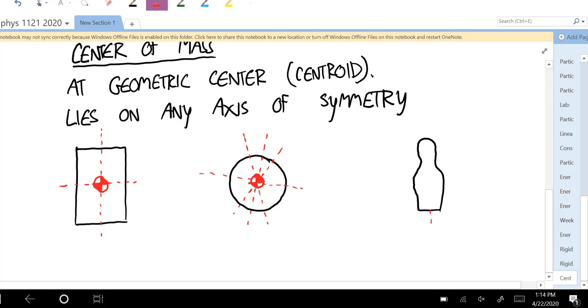Okay, well, it has an axis of symmetry like that, but it doesn't have a second one, which means in this case, we would have to calculate where the center of mass lies. And I'm not going to get into how to do that calculation. We're going to deal with simple shapes like thin rods, rectangles, squares, circles, and so we don't need to know this.